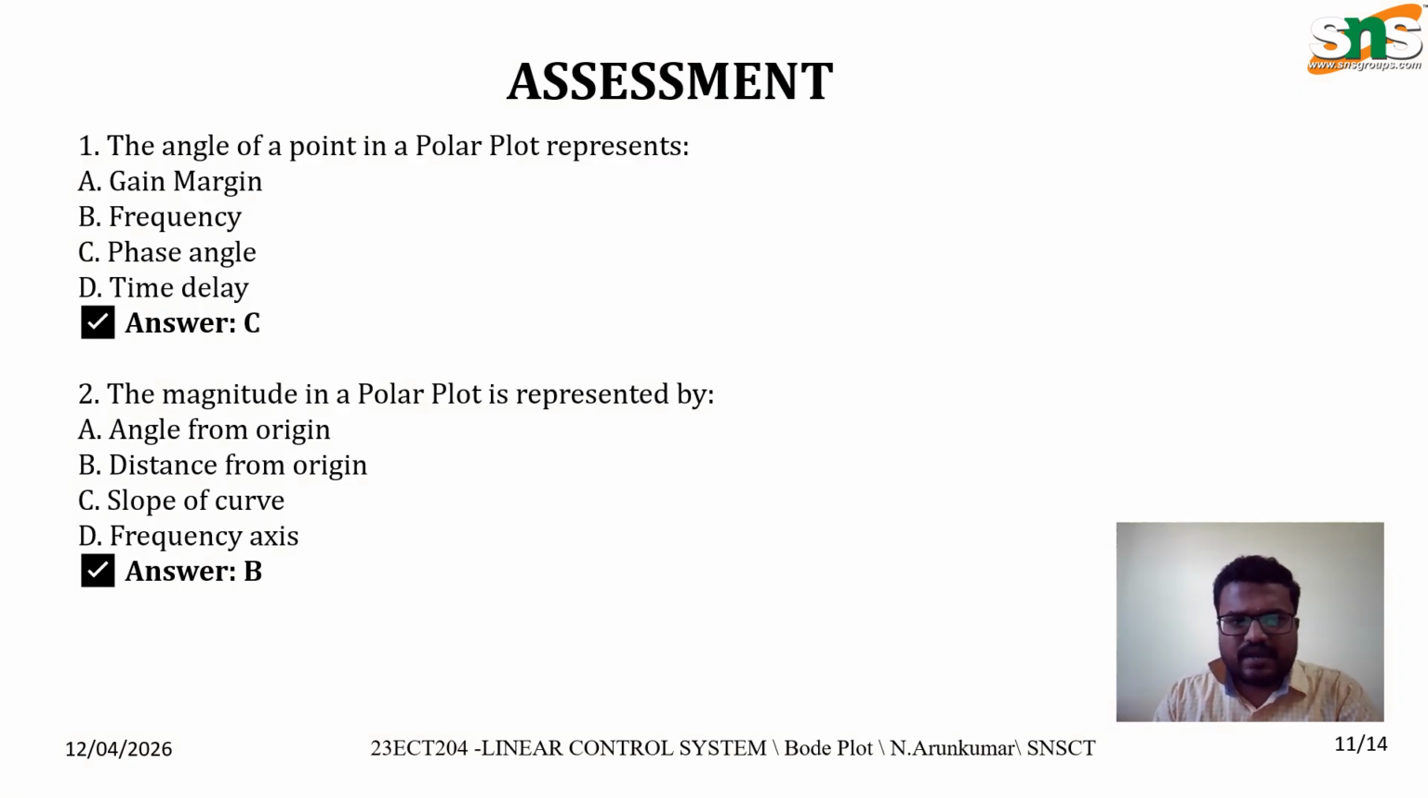Assessments. The angle of the point in a polar plot represents gain margin, frequency, phase angle, or time delay. The answer is phase angle, because the phase angle only defines the particular angle of the systems, the particular frequency of the systems. And next one: the magnitude in a polar plot is represented by angle from the origin, distance from origin, slope of the curve, or frequency axis. The answer is distance from the origin, because the distance exactly defines the bandwidth of the systems.